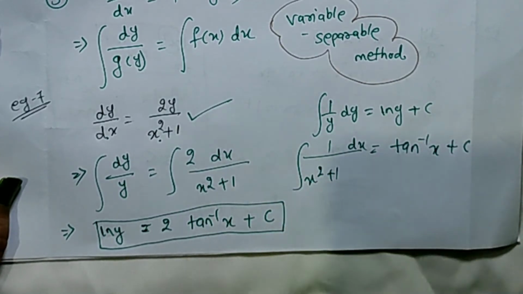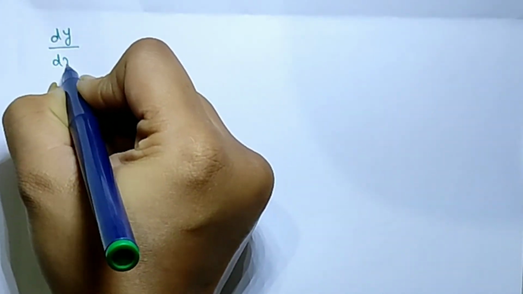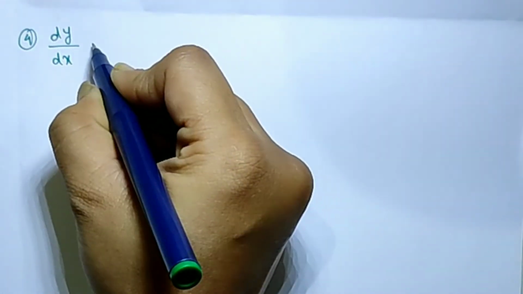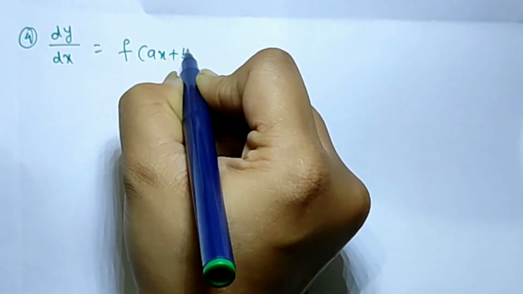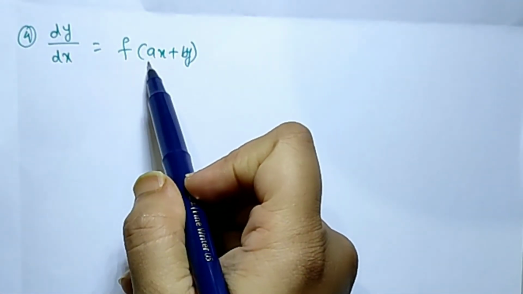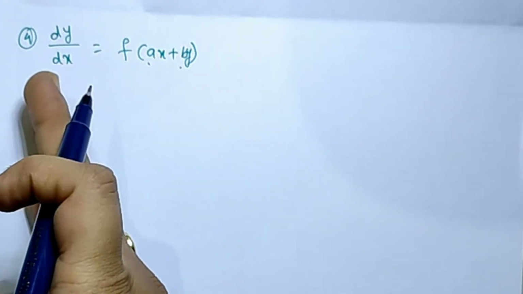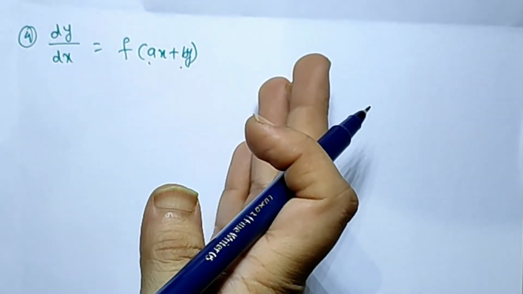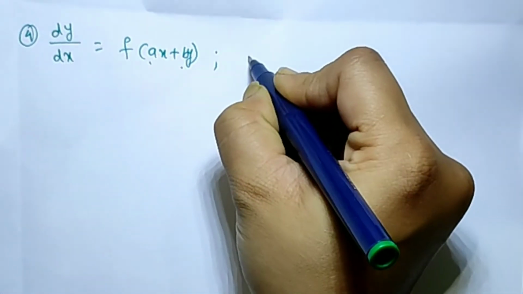Okay. Next. Now another form of differential equation is of the form dy by dx. This is the fourth form. dy by dx is equal to f of ax plus by. In this case, we can't separate ax and by. We can't separate a function of x on one side and a function of y on the other side. We can't separate these variables.